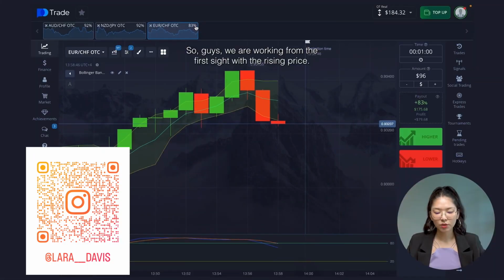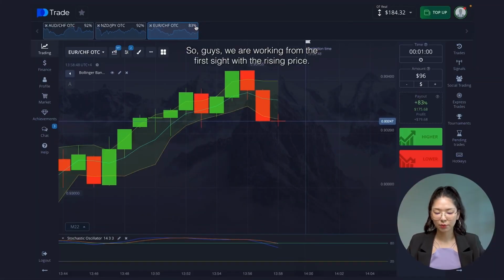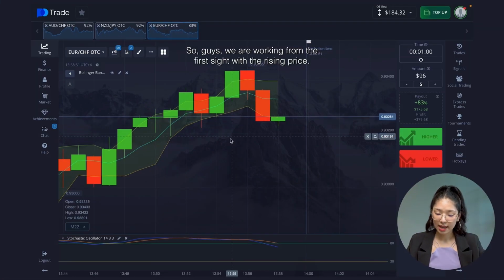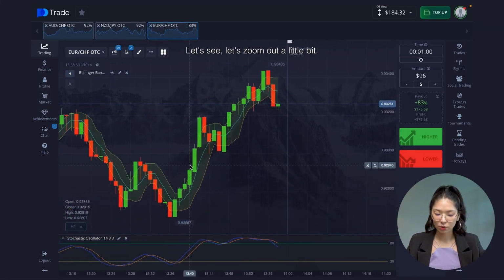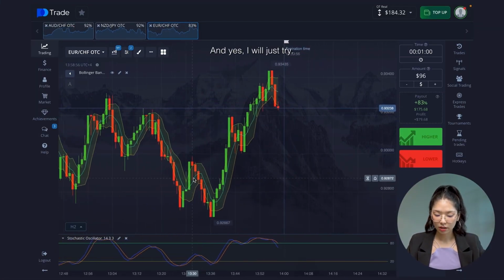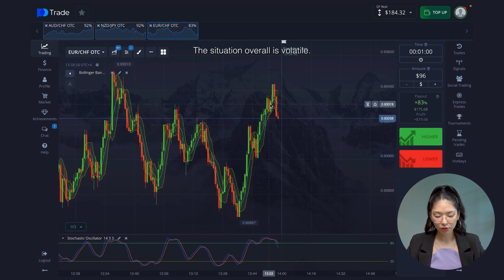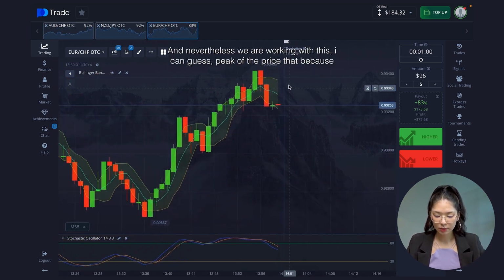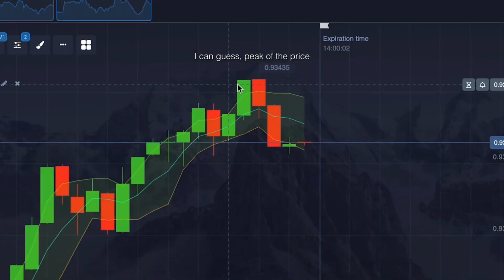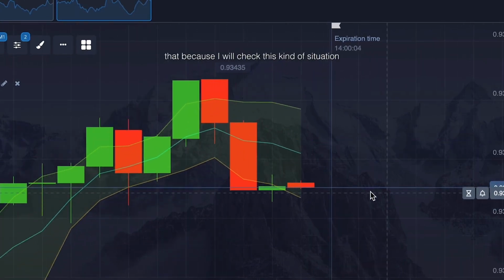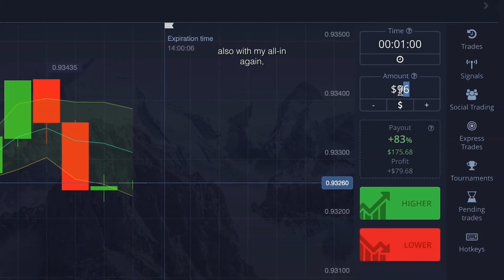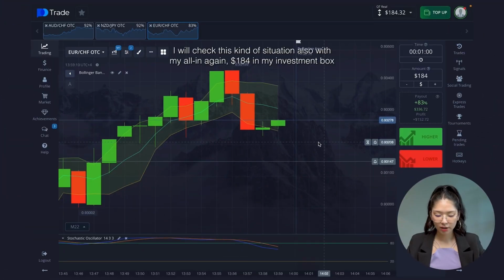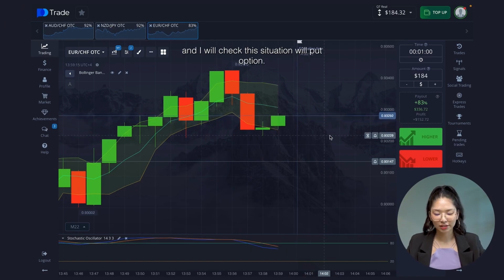Let's go. So guys, we're working from the first side with the rising price, and let's zoom out a little bit. And I'll just try. Oh, the situation overall is volatile, yeah. And nevertheless, we're working with this, I can guess, peak of the price, because I will check this kind of situation also with my all-in again. $184 in my investment box, and I will check this situation with a put option.